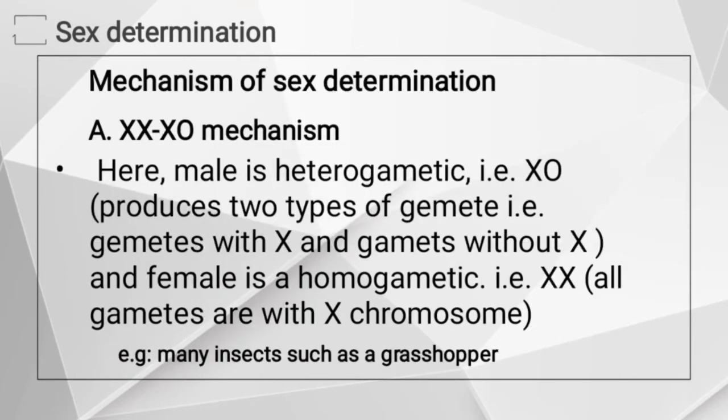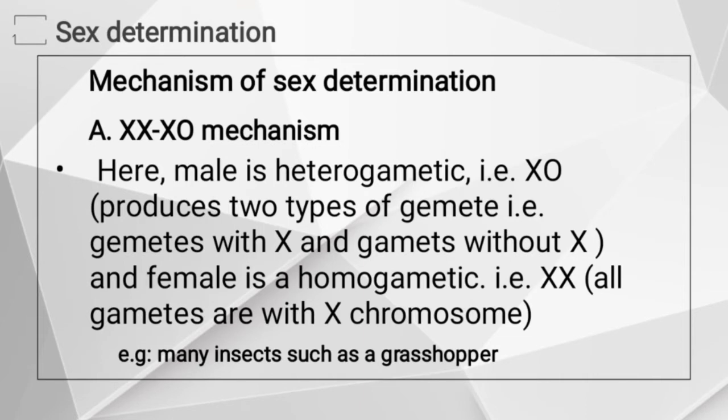Mechanism of sex determination. There are mainly three different types of sex determination mechanism. They are the XX-XO mechanism, the XX-XY mechanism, and the ZZ-ZW mechanism.